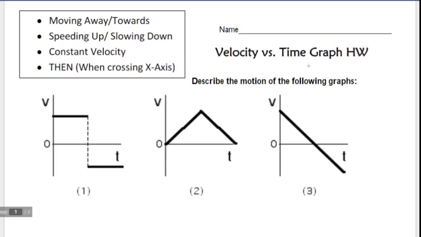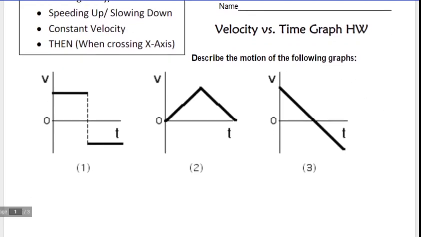Alrighty guys, let's go ahead and get started with this velocity versus time graph homework. So first thing I want you to notice are some key words and phrases that I would like you to use as you go through this. Up top we have moving away / towards, speeding up / slowing down, constant velocity, and then also the word "then" whenever we cross that x-axis.